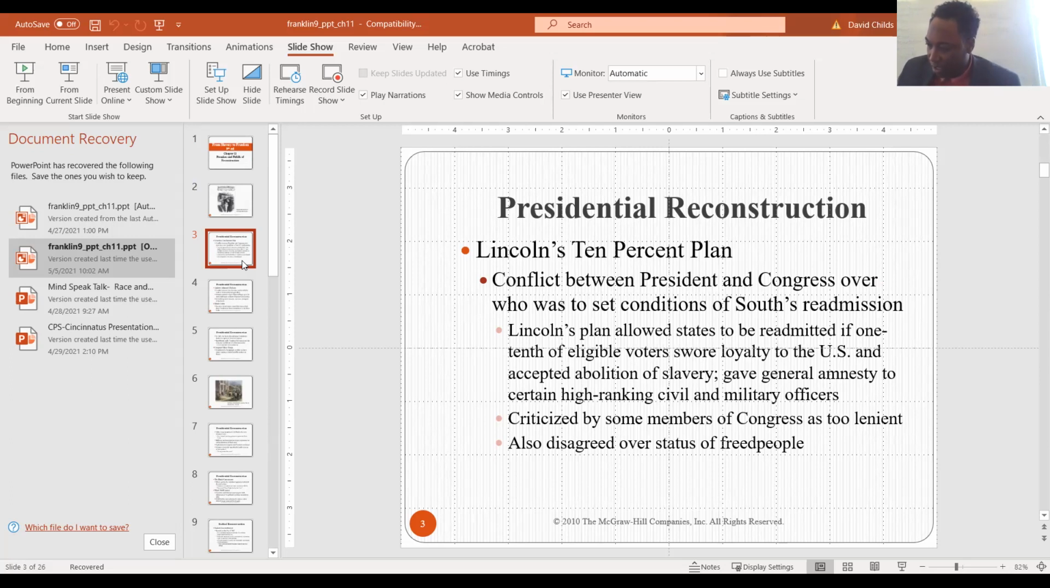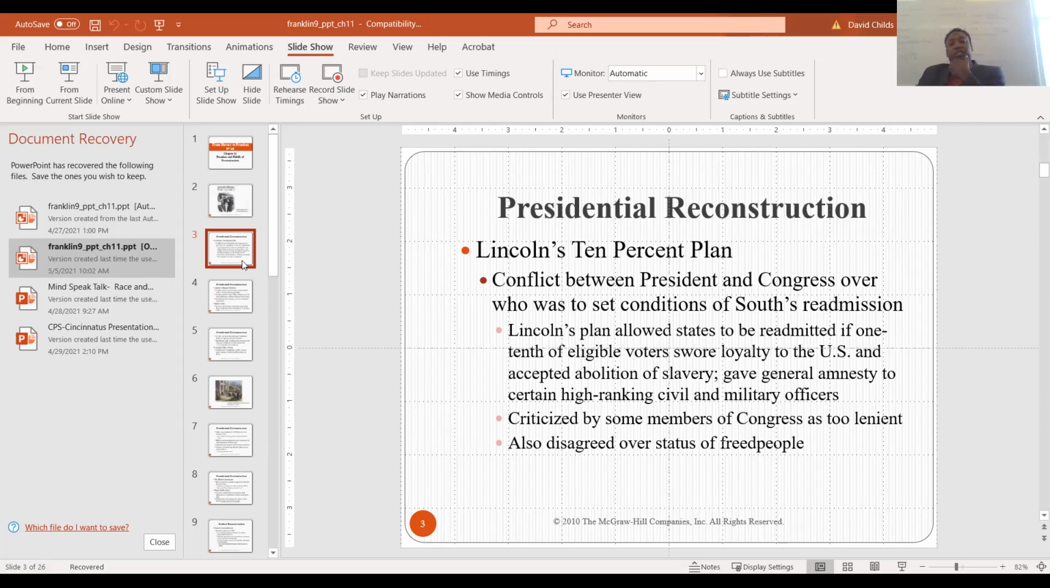And Lincoln's 10% plan caused a conflict between the president and Congress over who was to set conditions of the South's readmission. So there was this conflict between Congress and Lincoln about who was in charge of telling the South what to do before they were allowed to come back into the United States of America. Let us remember that the Southern states left the Union and started their own country. And Lincoln was like, y'all can't just come back into the country after y'all started a whole war. We want to set up certain parameters that we want to see done before you can come back into the United States of America. Congress and the president were debating about who gets to set that criteria up.